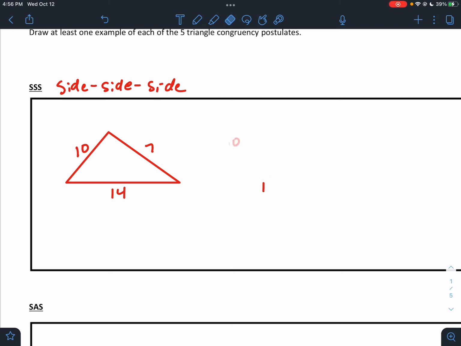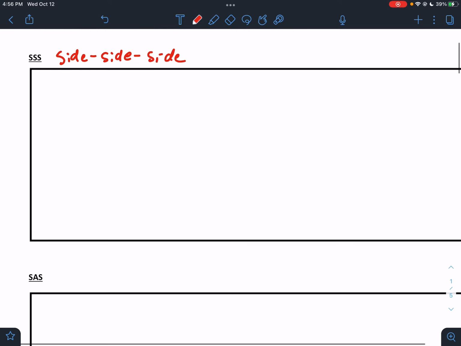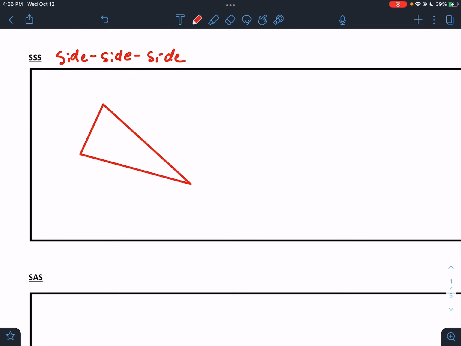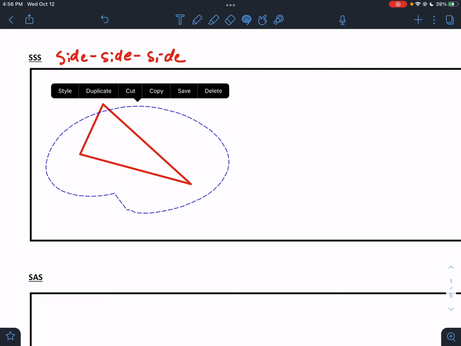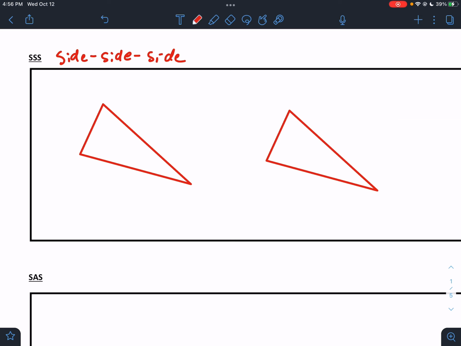Every single one. So SSS, this is our first triangle congruency postulate. And what it means is if you have, let's draw a couple triangles here. If you have 3 sides of one triangle match 3 sides of a second triangle, then they're the same triangle. These are the same triangle, right? Like if this is 10, then this is 10. Because of the way they're marked. If they're marked the same, then they are the same. If this is my 14, then this is my 14. And if this is my 7, then this is my 7.